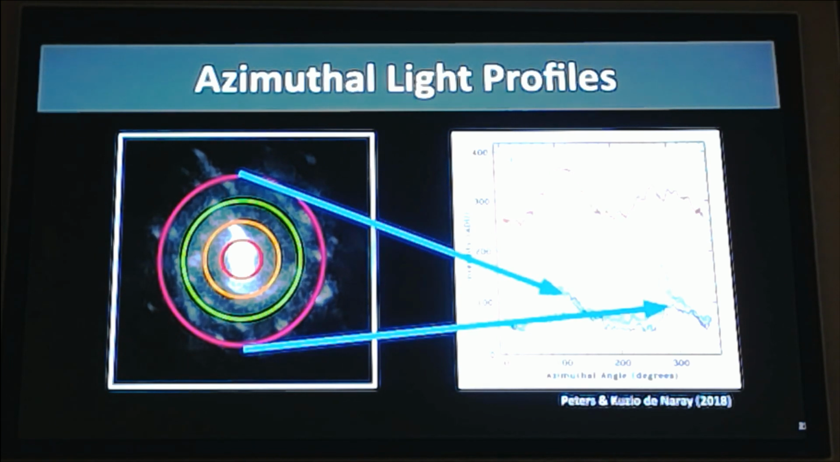Again, this is a rough comparison, where now the humps have moved around and they've gotten fainter as well. This is because we're no longer tracing the bar with these azimuthal light profiles, and we could be tracing the spiral arms of the galaxy itself. So by tracing these hump locations, we can then get a handle on the bar length.